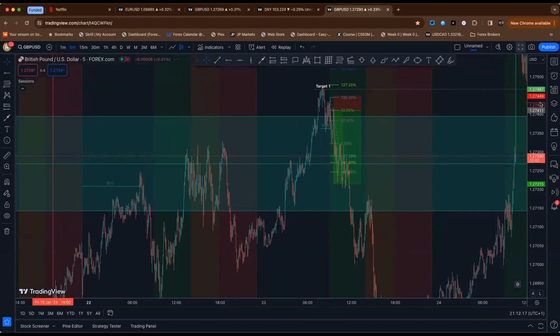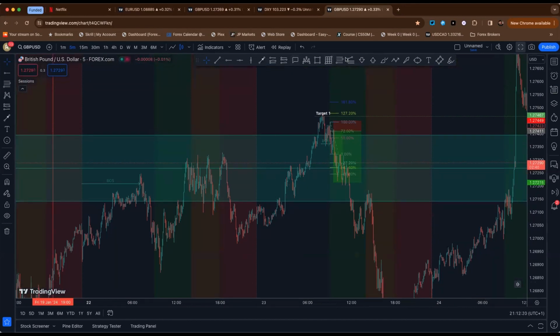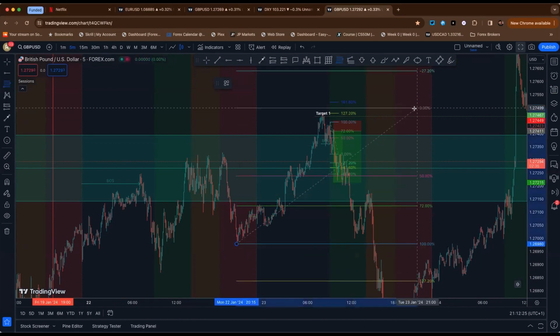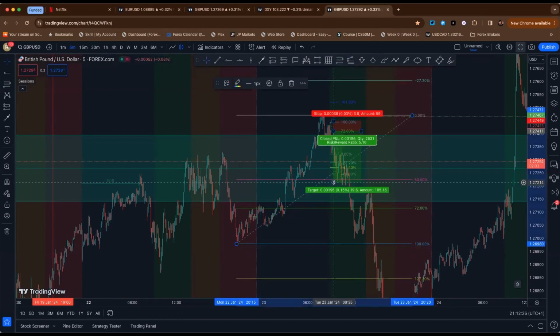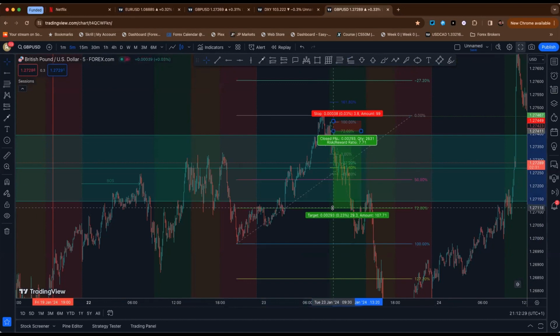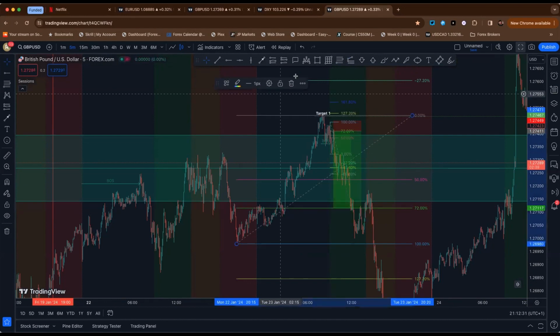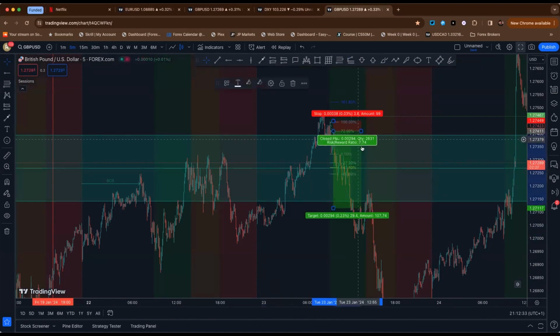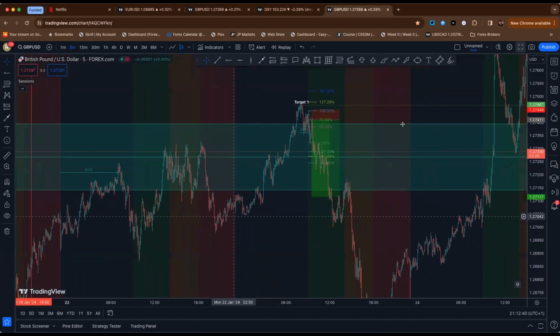Buyers are still in control of this price. So what you do is you place your fib from the low point to your high point, and you target the 72% zone. Easy like that. Now this trade is a 7.74 R trade. Counter trend trade. All right, so that's opportunity number 2.